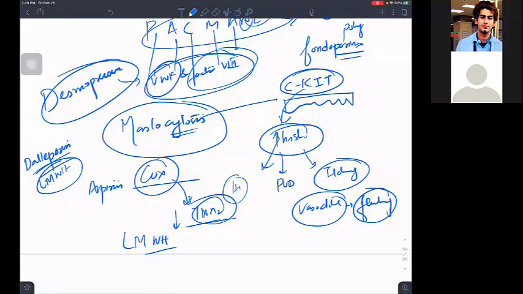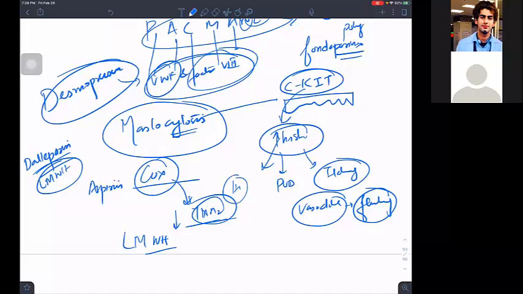Beautiful answer. Is hemophilia A what inheritance pattern? X-linked recessive. Hemophilia B is which inheritance pattern? X-linked recessive again. But hemophilia C is autosomal recessive. That's a beautiful answer.